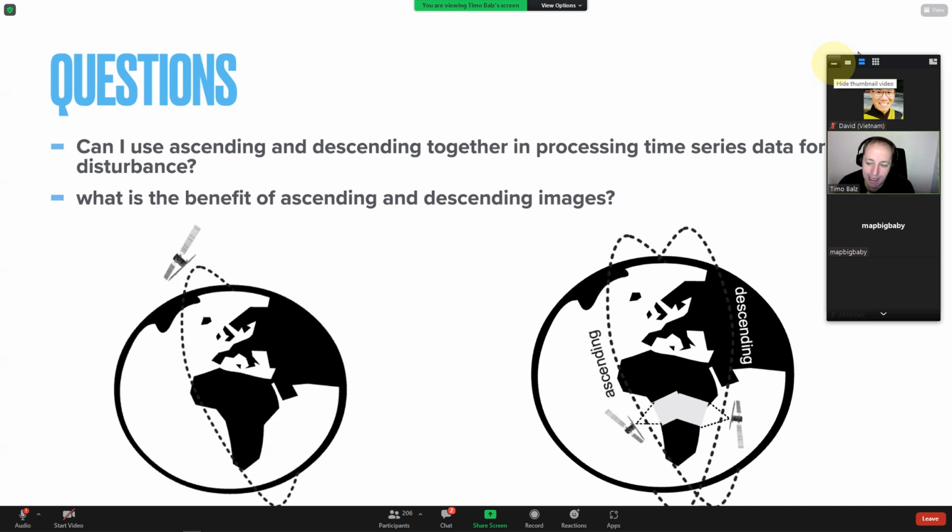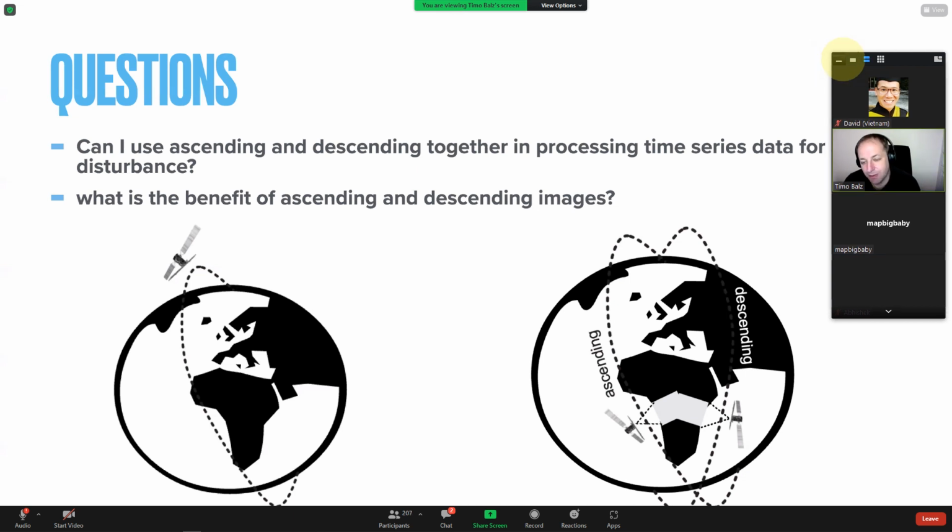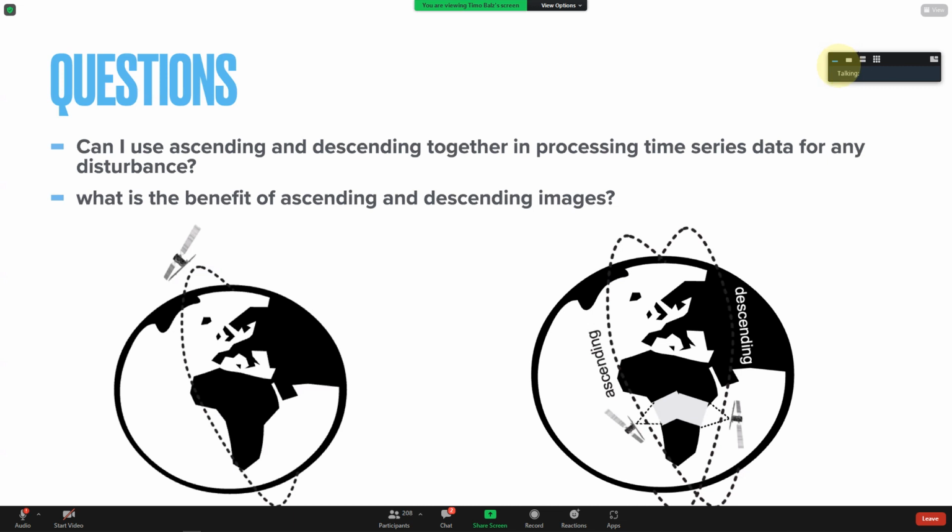If you combine ascending and descending, you also get a higher temporal resolution, right? Because one time you see it ascending and then you see it descending, so you increase your temporal resolution if you manage to process them together, as in the other question.